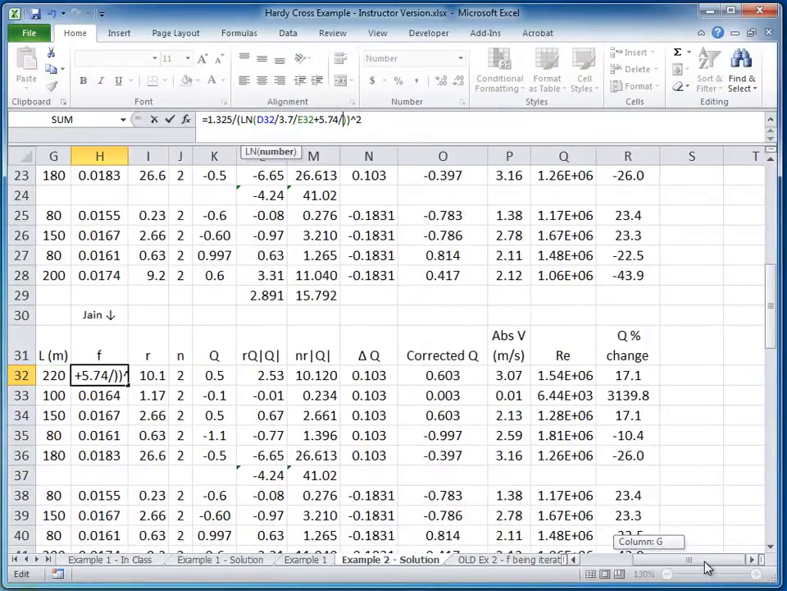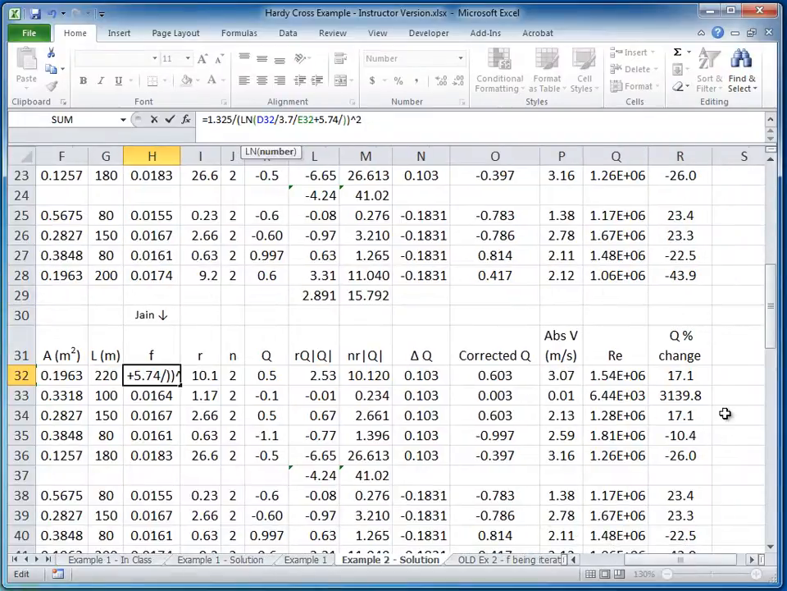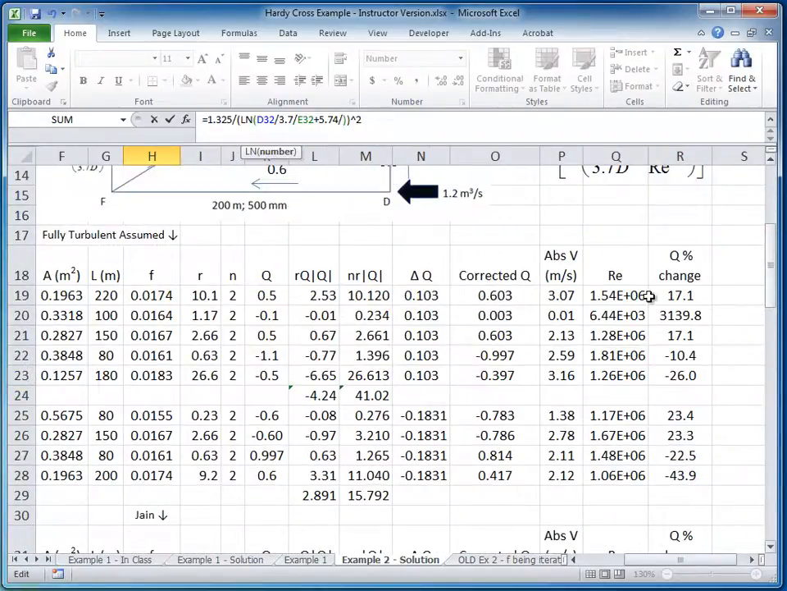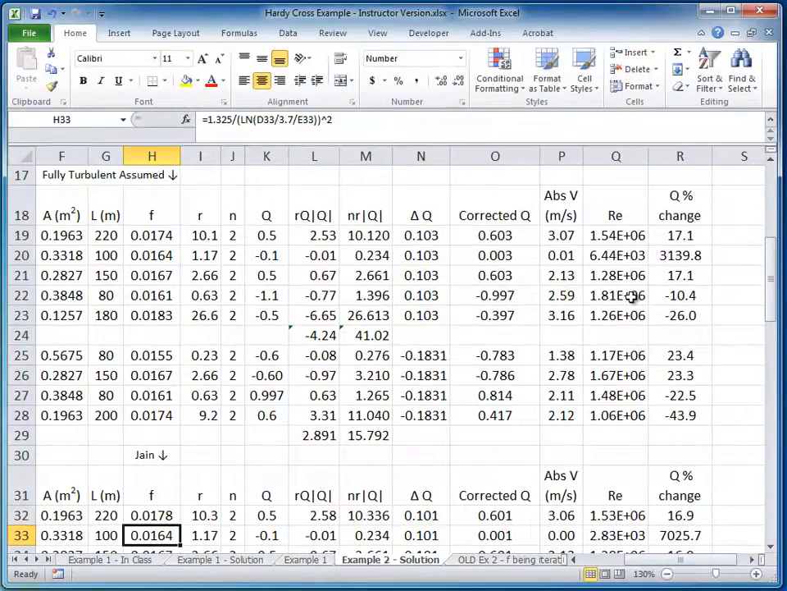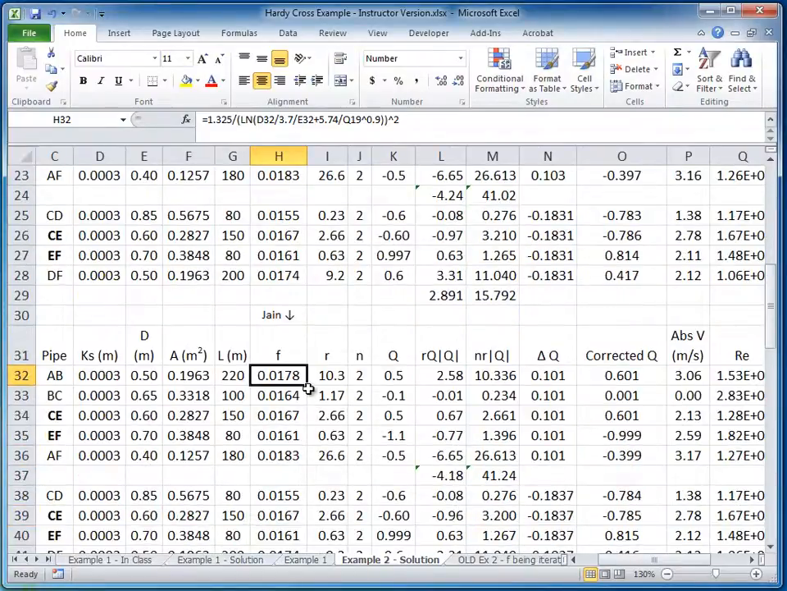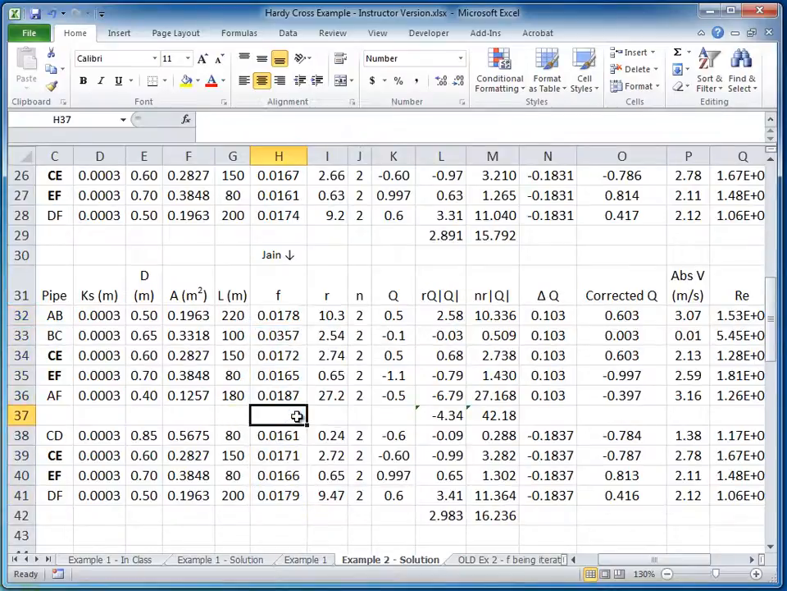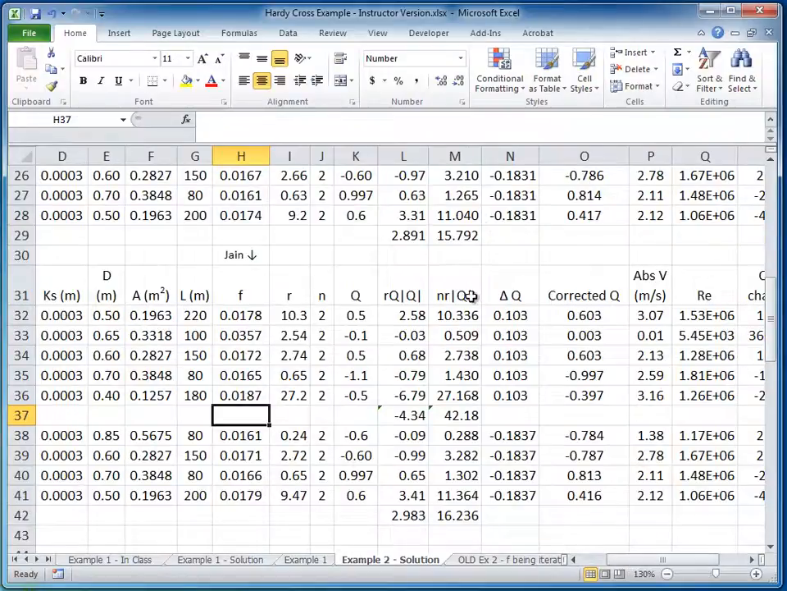And the Reynolds number that I'm going to be using is this one that is from the previous iteration. So if I go up here, it's that Reynolds number to the 0.9 power. And that gives me an updated value of F. It didn't change a lot, because the fully turbulent flow assumption was fine. Let me drag that formula for F down all the way through. So it's using the output Reynolds number from the previous iteration.